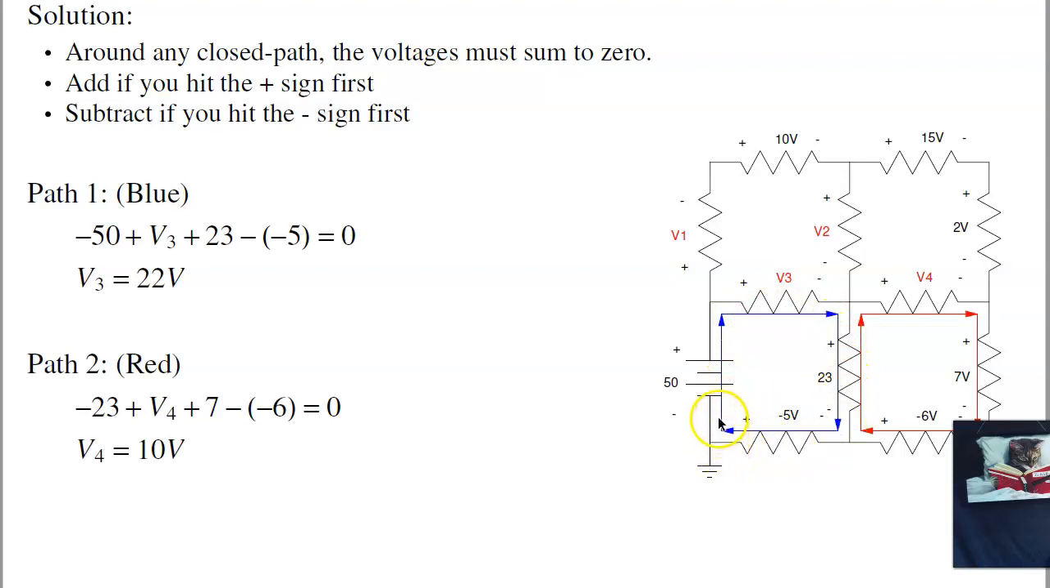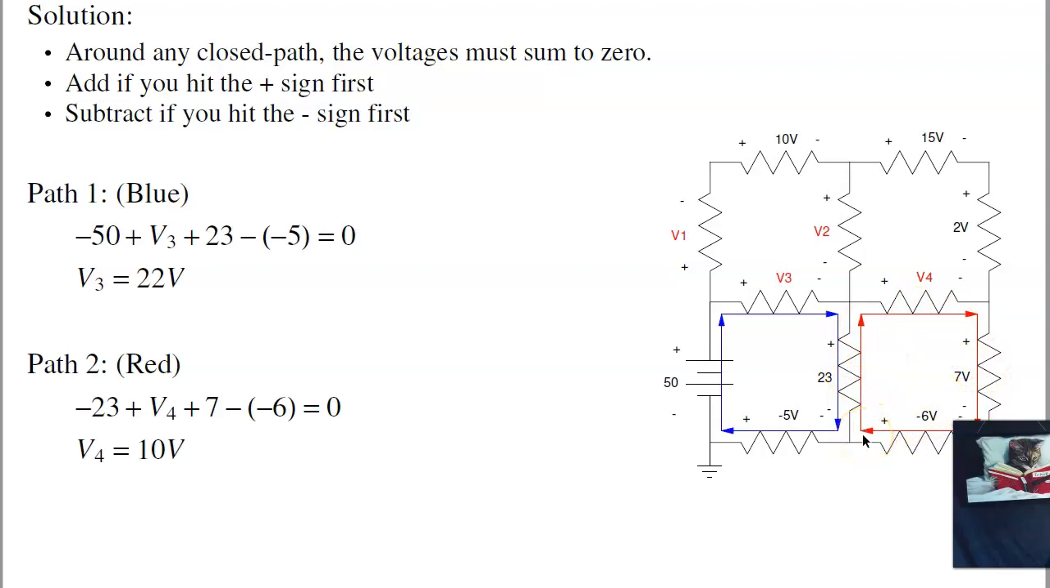And to be consistent, I'm going to go around this blue line clockwise. If I hit the minus sign first, I'll subtract. Hit the plus sign first, I'll add. So around the blue path, I get minus 50, plus V3, plus 23, minus 5, and I'm back where I started. That has to be 0. With that, I can solve for V3. That's 22 volts.